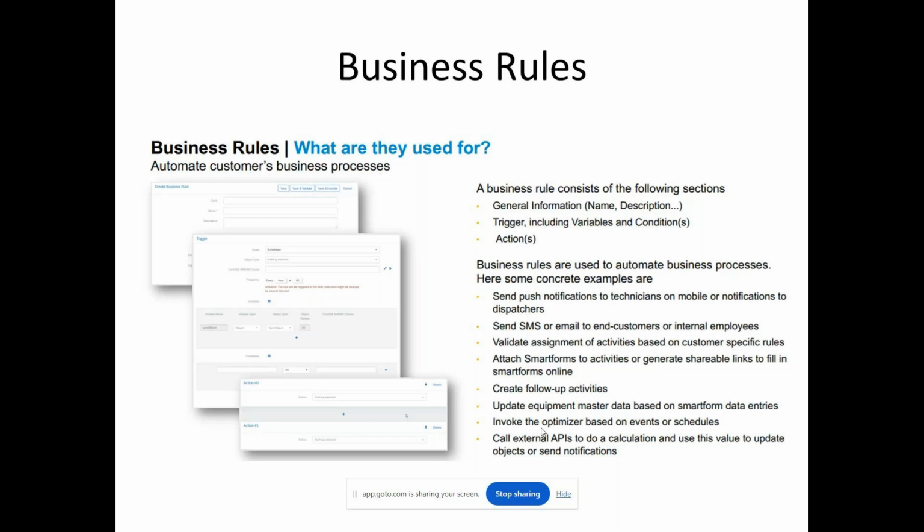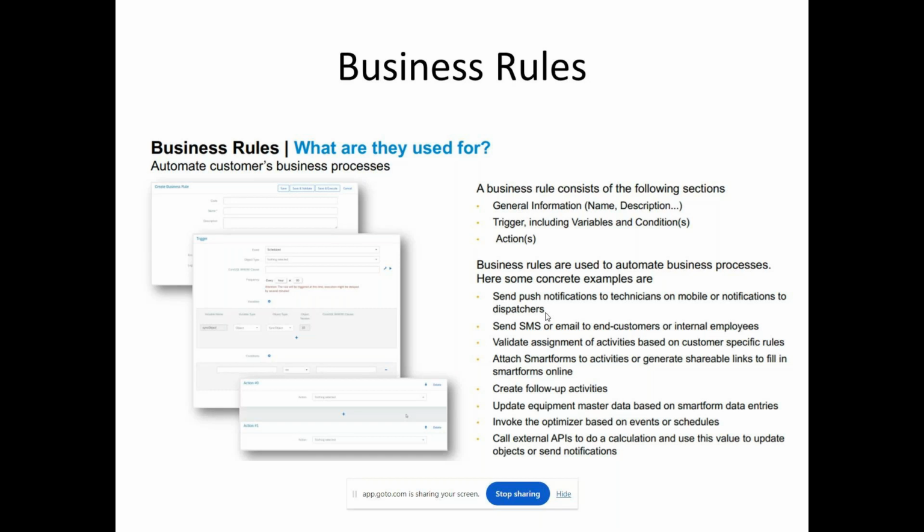Using business rules, we'll be able to create follow-up activities. We can invoke the optimizer based on events or schedules. We can call external APIs to do calculations. It can be linked to your IoT devices to create follow-up activities. So there is a lot which can be done with the help of business rules.